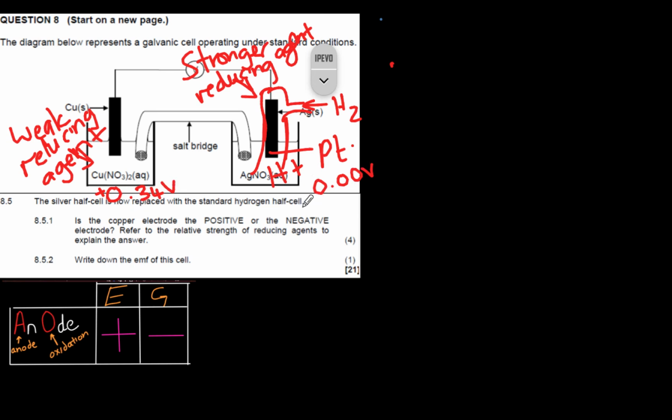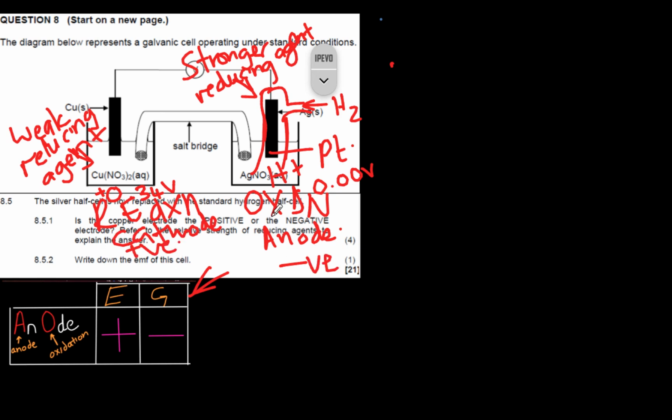Since hydrogen is a stronger reducing agent, it is going to reduce copper, and itself is going to undergo oxidation. So here there is going to be oxidation, and here there is going to be reduction. In a galvanic cell, the anode undergoes oxidation, so this is the anode and this will be the cathode. And in a galvanic cell, the anode is negative. So this one will be negative, and this will be positive.